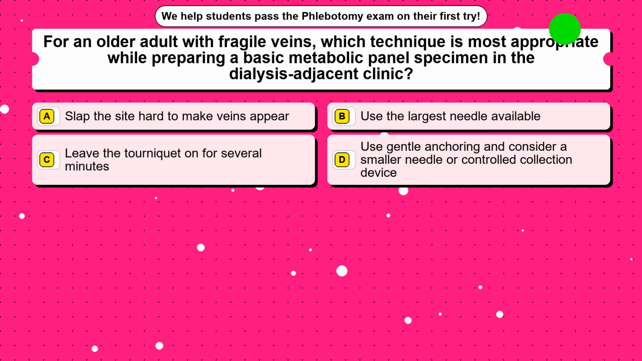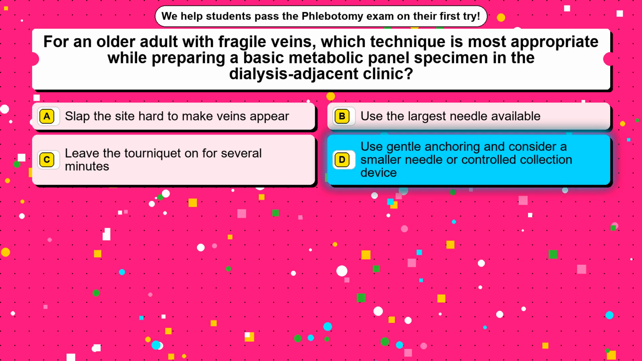Question 63. For an older adult with fragile veins, which technique is most appropriate while preparing a basic metabolic panel specimen in the dialysis adjacent clinic? Option A. Slap the site hard to make veins appear. Option B. Use the largest needle available. Option C. Leave the tourniquet on for several minutes. Option D. Use gentle anchoring and consider a smaller needle or controlled collection device.